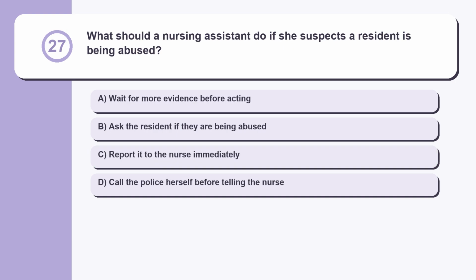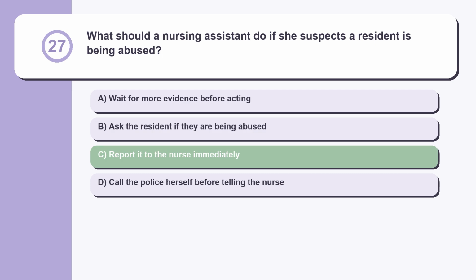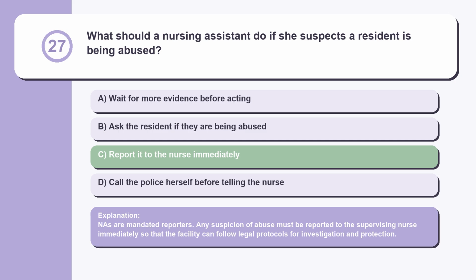Question 27. What should a nursing assistant do if she suspects a resident is being abused? Wait for more evidence before acting. Ask the resident if they are being abused. Report it to the nurse immediately. Call the police herself before telling the nurse. NAs are mandated reporters. Any suspicion of abuse must be reported to the supervising nurse immediately so that the facility can follow legal protocols for investigation and protection.